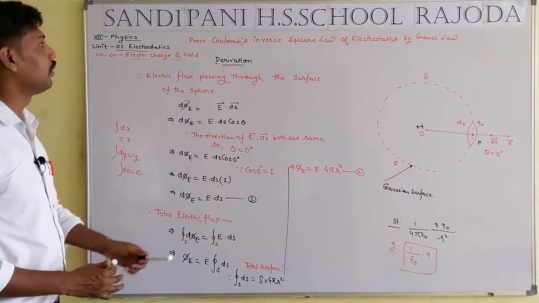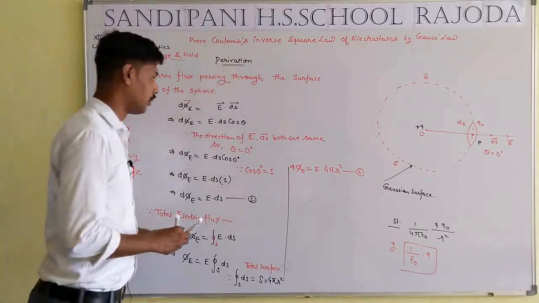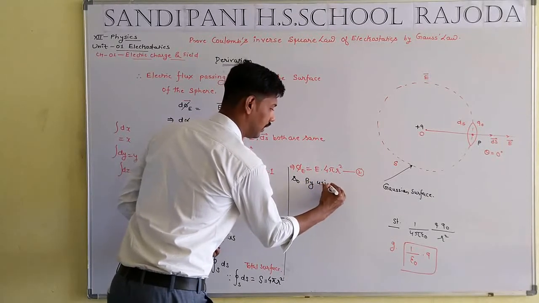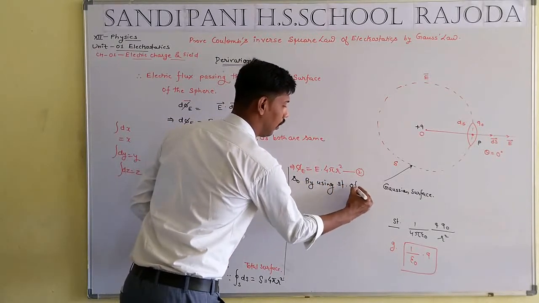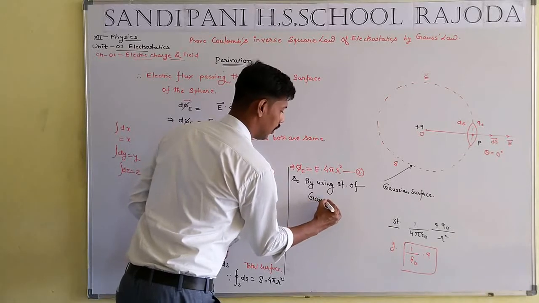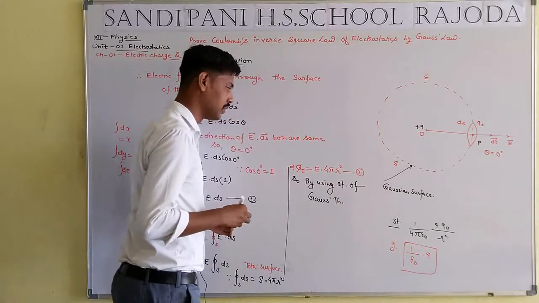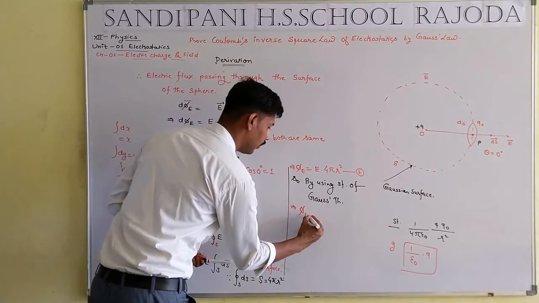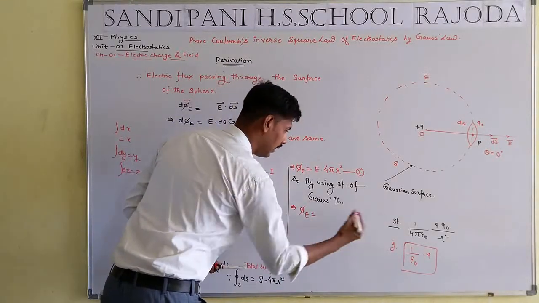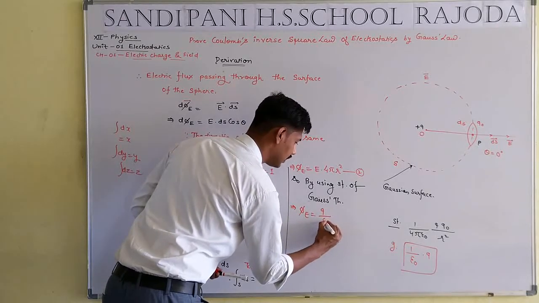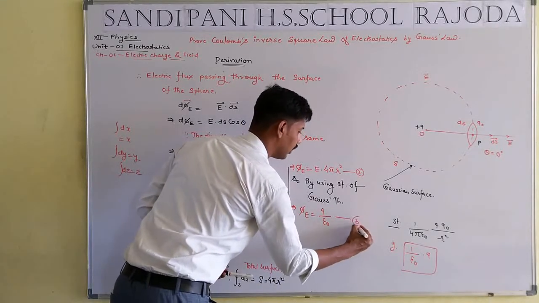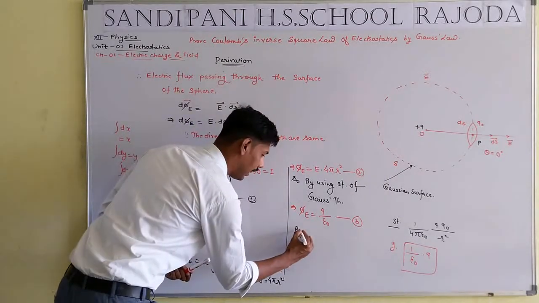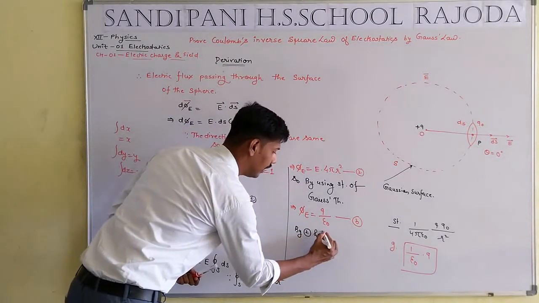But what is the demand of the question? Use Gauss theorem. So by using the statement of Gauss theorem, Gaussian theorem or Gauss theorem, both are equal. What is the meaning of the Gauss theorem? It will be equal to charge upon epsilon naught, equation number 3. By comparison, equation number 2 and 3.